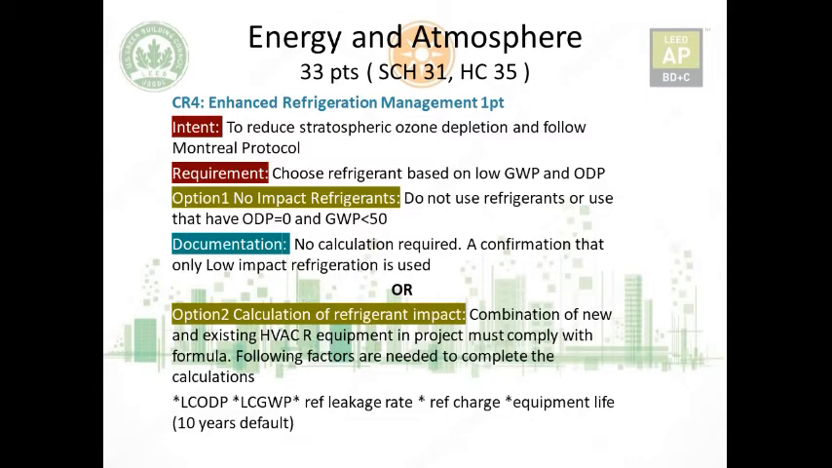Just to understand a bit about the formula, these are the factors that have to be input in the formula: life cycle ozone depletion potential, life cycle global warming potential, refrigerant leakage rate, refrigerant charge, and equipment life, which is 10 years by default. So it's a bit more detailed, and if you put all these values in the formula and it comes below the requirement, you will earn 1 point.